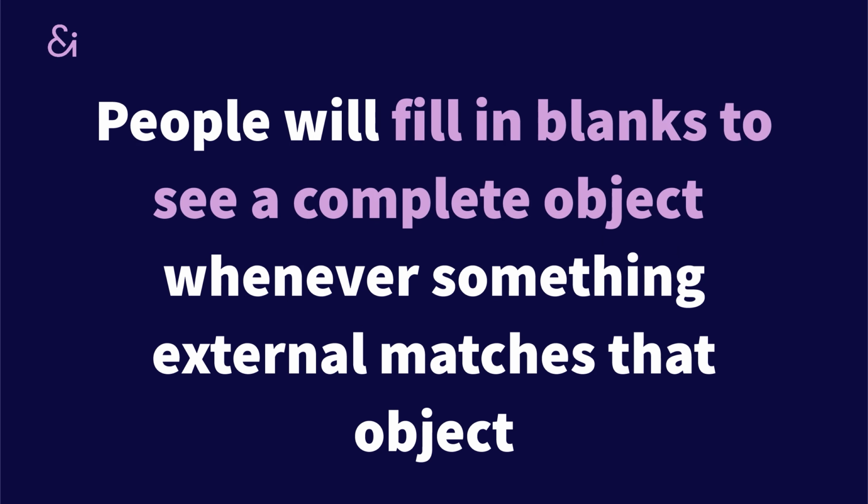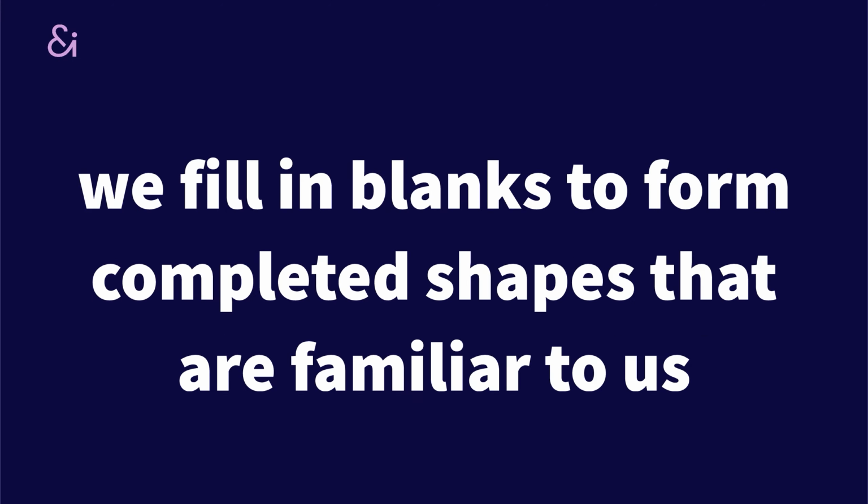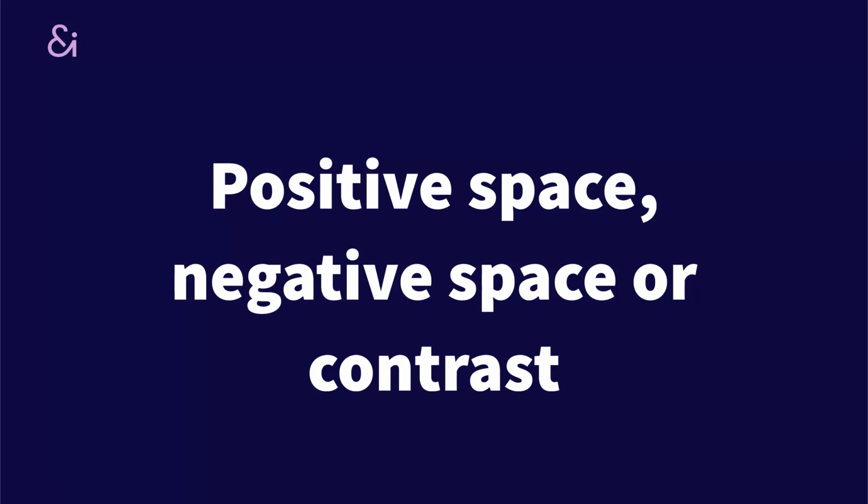So this principle is all about the mind filling in blanks in order to be able to see a complete object. People fill in blanks to see a complete object whenever something external matches that object. So in a nutshell, we fill in blanks to form completed shapes that are familiar to us. Now, one thing to be aware of as well is that this can be done with positive space, negative space, or contrast. And we're going to have a look at some of those things later.